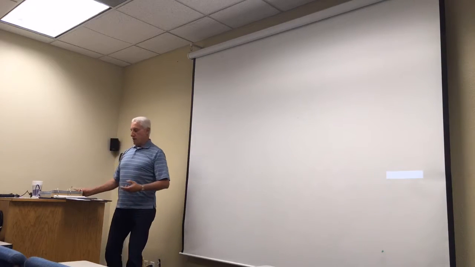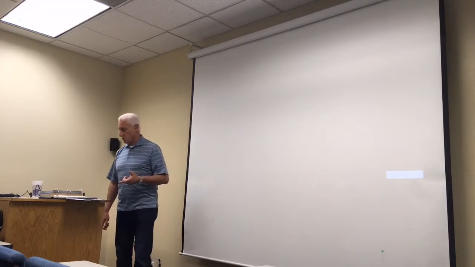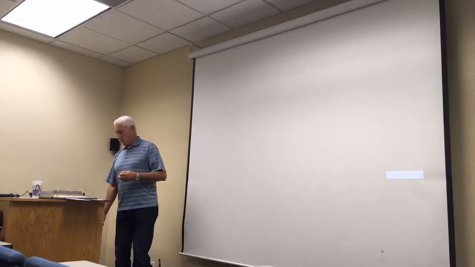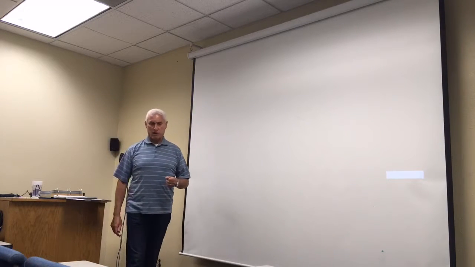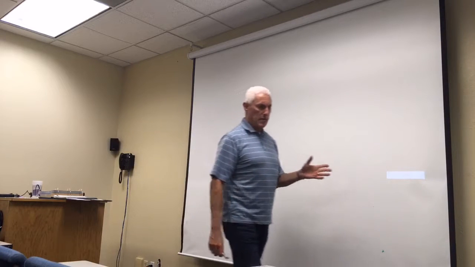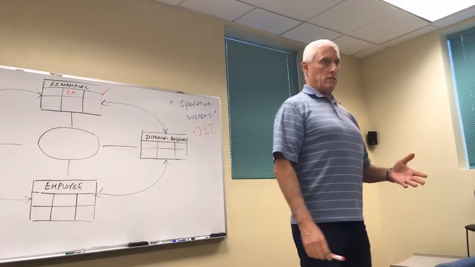And then a third operating system. So the first is JIT, the second is TQM, Total Quality Management, and the third, worth noting, is the theory of constraints. It's this idea that you have bottlenecks in your business, bottlenecks that are sort of causing flow to be impacted.